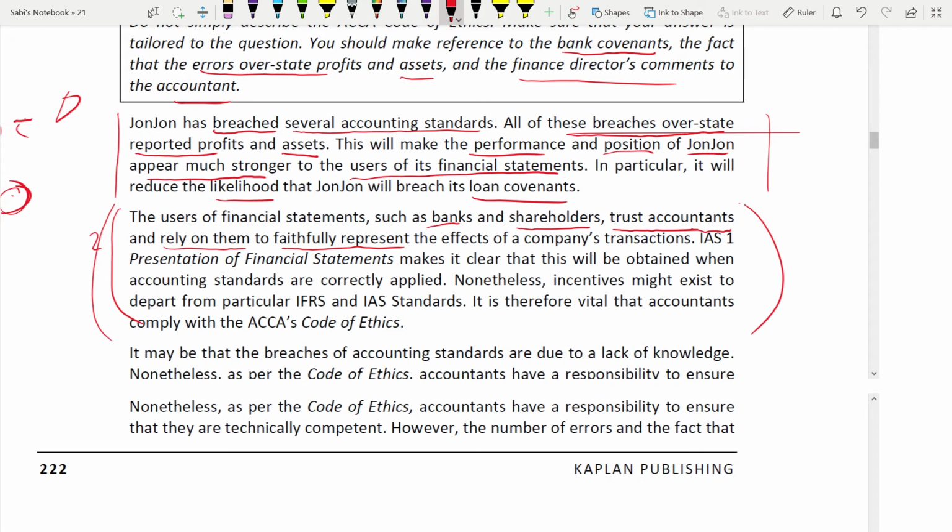So users trust accountants and rely on them to faithfully represent. Mention these words, relevant, faithfully represent. These are very important words. Trust accountants to rely on them to faithfully represent the effects of the company's transactions. We all do that, right? We have this faith in the accountants that whatever they are preparing is correct, that they are faithfully representing the company's actual position. No one asks questions of accountants. We don't have that doubt. That's what even the banks and the shareholders in this case are doing. They rely on it.